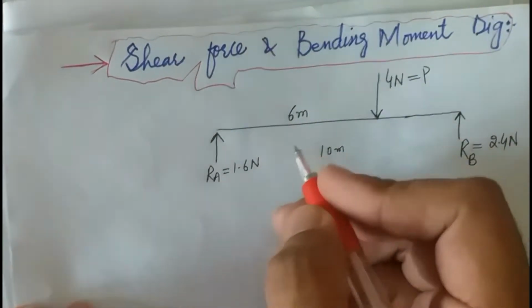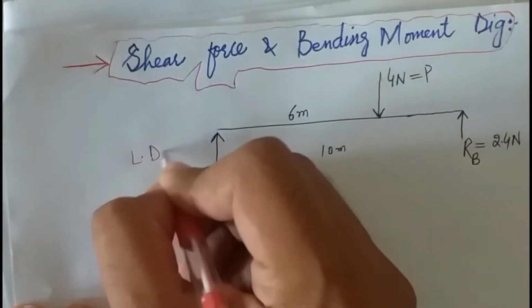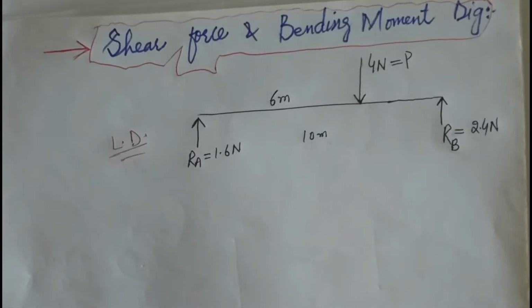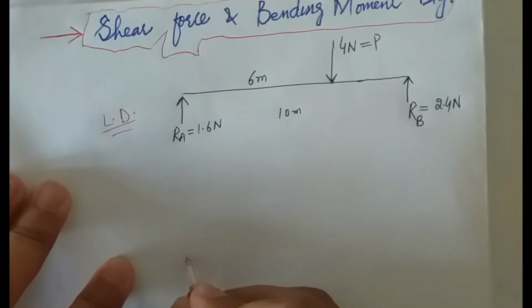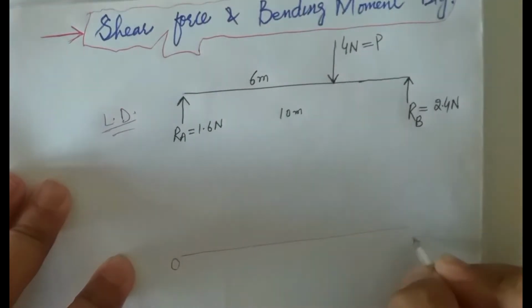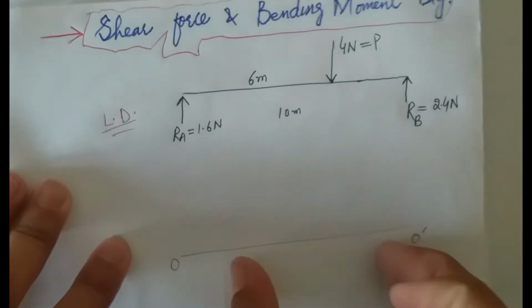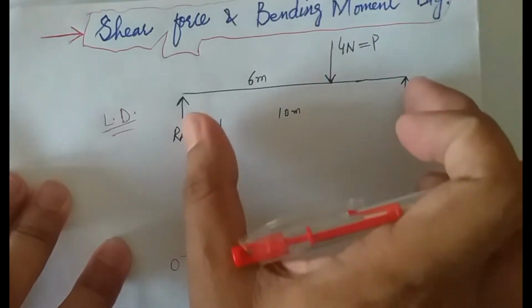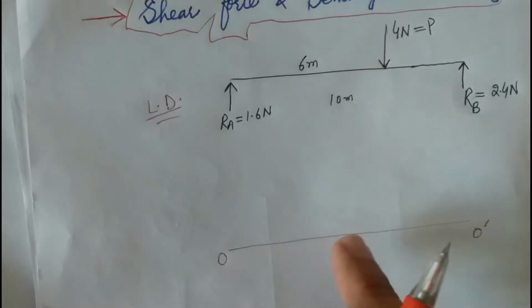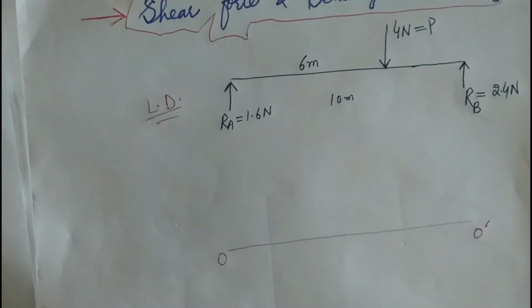This diagram is called the load diagram, and we will use this load diagram to find the values for the shear force diagram, and then we will be able to draw the shear force diagram. For this purpose we will draw a reference line O dash, and this reference line will be aligned to the load diagram, because this reference line is the base for drawing the shear force diagram.